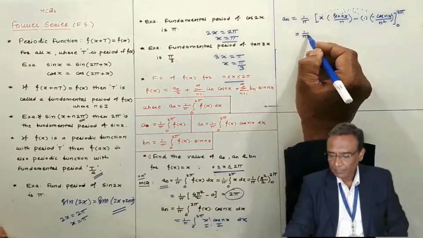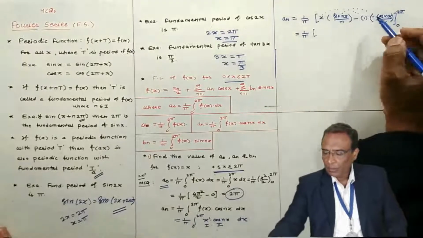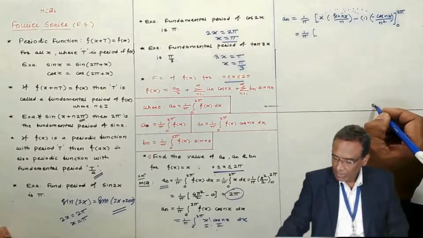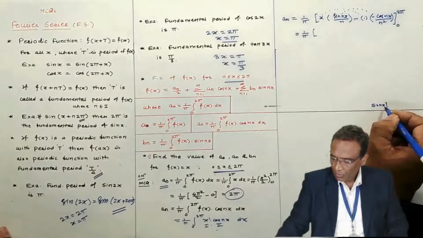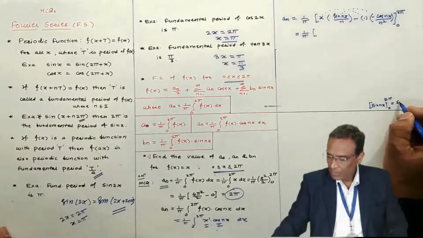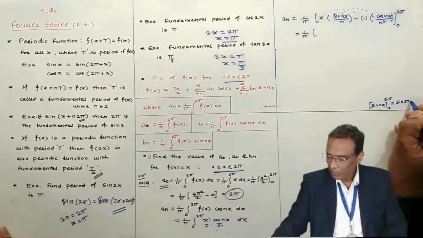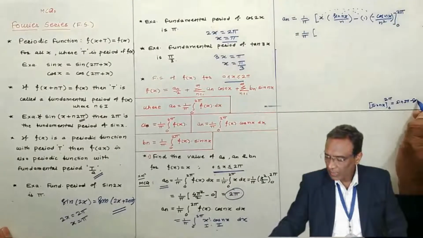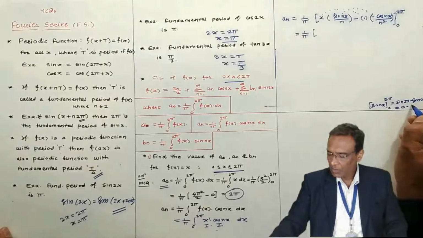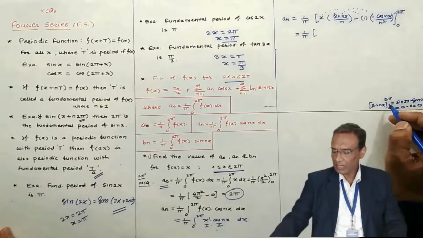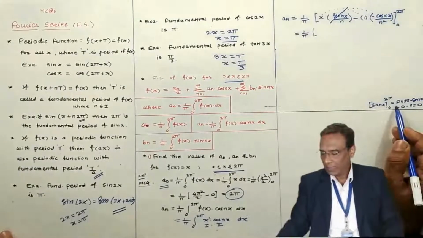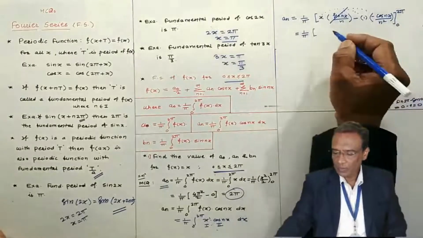So 1 by pi, what I am going to do, the sine of nx from 0 to 2 pi is 0. See, here I am writing sine of nx from 0 to 2 pi is, for upper limit sine n 2 pi minus for lower limit sine 0. Put upper limit and lower limit, sine 2n pi is 0 and sine 0 is 0. Therefore, sine nx from 0 to 2 pi is 0. Therefore, you can cross it out.